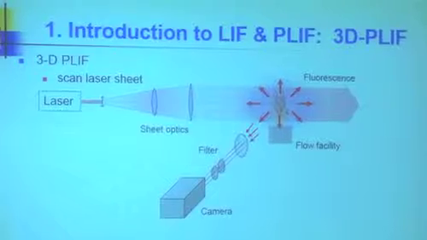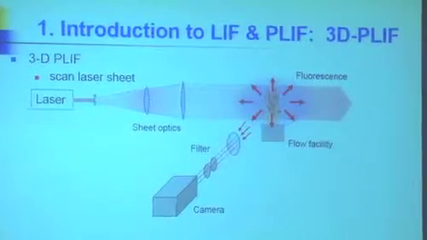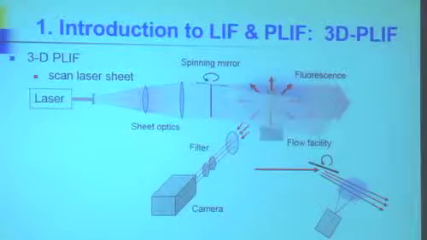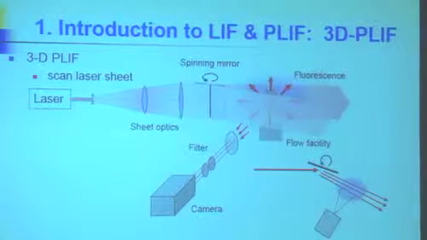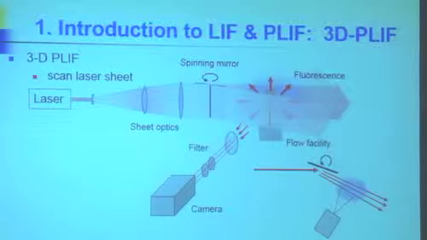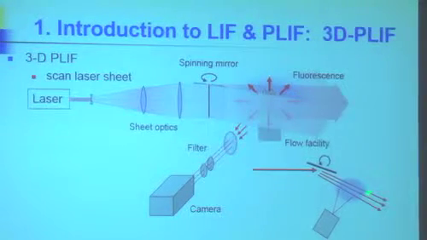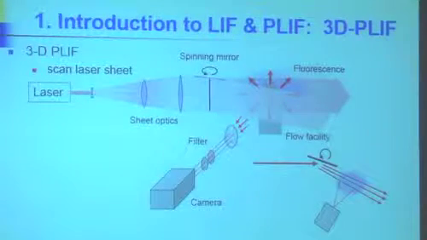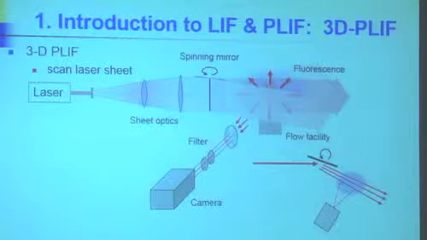Now, once you've done 2D, it's pretty easy to do 3D. We've done this several times. So you put in some sort of a mirror here, which just translates that beam back and forth across your flow field. And you can do that at a pretty high speed. So what determines the observation rate is set mostly by the repetition rate of the laser.